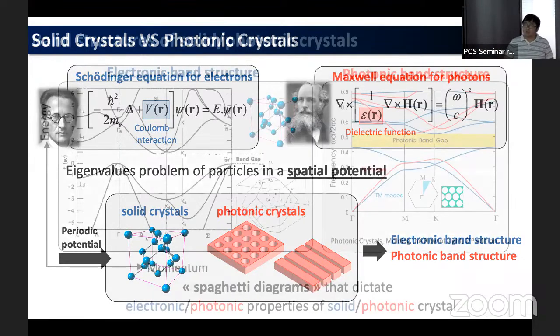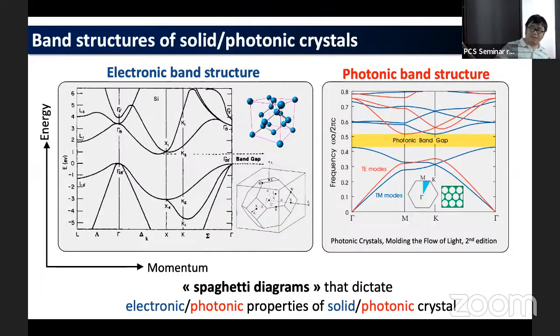So let's take a look also. Here, I think I took this picture from the Ashcroft and Mermin book. We have the band structure of electrons in silicon. And this one I took also from a very famous textbook for photonic crystals, Molding the Flow of Light, from the MIT group. As you can see, they look very similar. We have some kind of spaghetti diagram that dictates the properties of the particles, electrons or photons, in the solid.